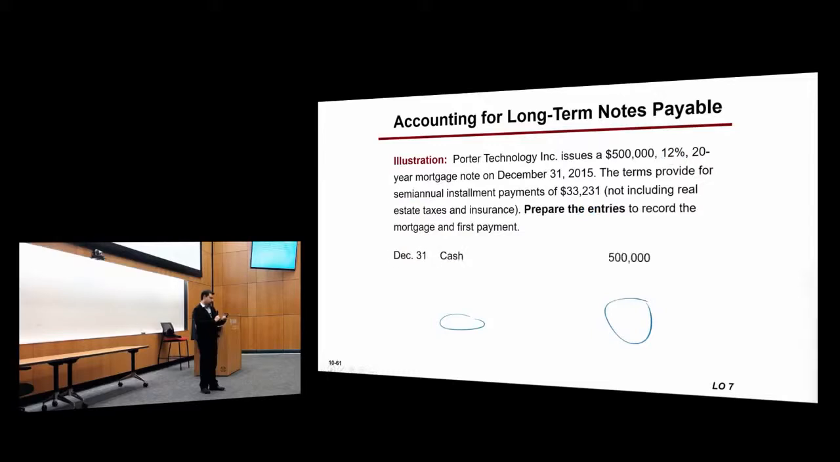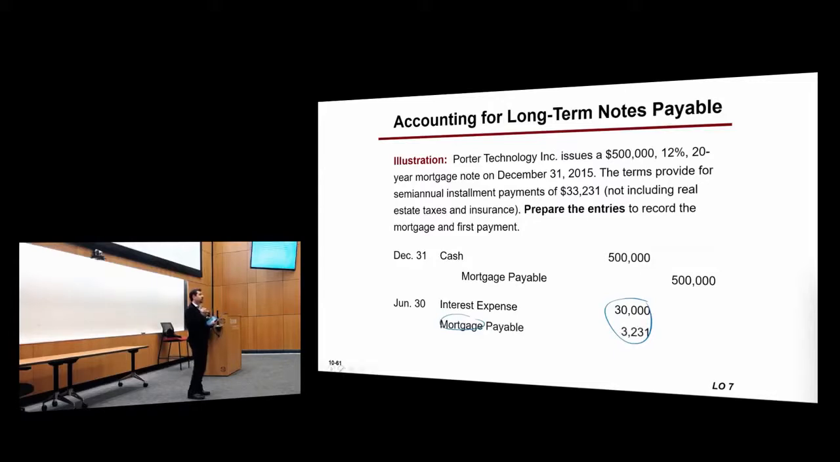And the journal entry would be, this is when we actually record the signing of the mortgage. The company will receive cash, $500,000, and they will sign a note, a new liability, so we credit mortgage payable. When later on the first payment is to be made, it will be interest expense. That's always the same thing. Interest expense will be the interest rate multiplied by the carrying value.